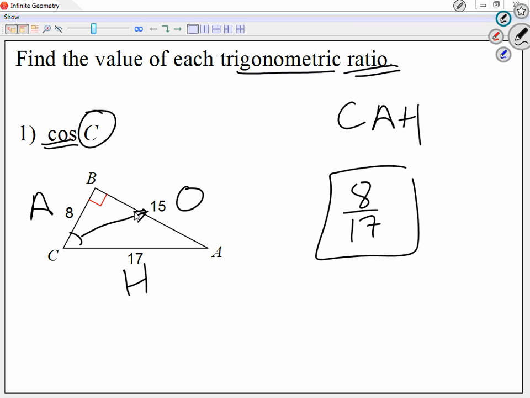On the test tomorrow, like I said, on the review we got 10 of these. On the test we have 4. 4 of these. Just 8 over 17, yeah. And like I said, make sure you do simplify.